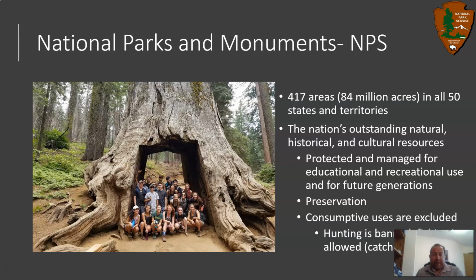They're not set up in that conservation effort. So that's really important to understand, going back to what we talked about in this class, the idea of preservation versus conservation. It's a much different focus for the national park. Consumptive uses are excluded in the national park. So hunting is banned. Fishing is allowed, but usually it's catch and release. And things like dogs aren't allowed in national parks, things that could disrupt the ecosystem. So they're really focused on protecting and managing for just education and recreation, very focused on preservation of these areas.